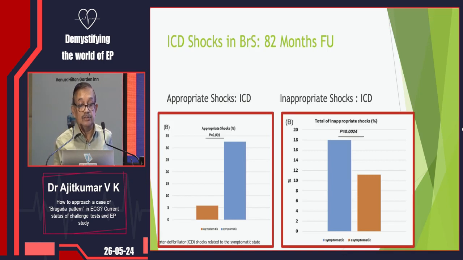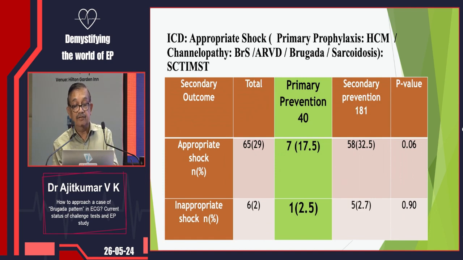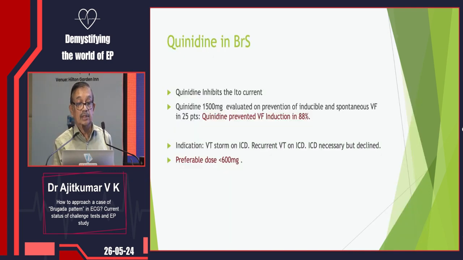Now, ICD shocks. In primary prophylaxis, you see the appropriate shocks are only about 5% in the data, while it is around 30% in patients who are for secondary prophylaxis. So the role is very minimal for primary prophylaxis with Brugada. And this is the data from Chitra. The primary prevention channelopathies was about 17%, but it was mainly driven by sarcoid and hypertrophic cardiomyopathy. In Brugada, it was much less. There is a significant role of quinidine. The dose is 600 milligrams.